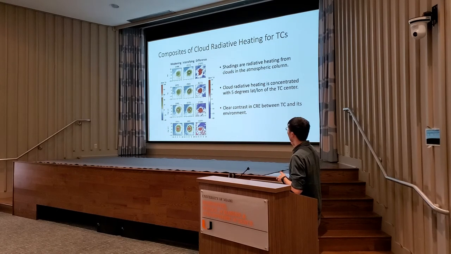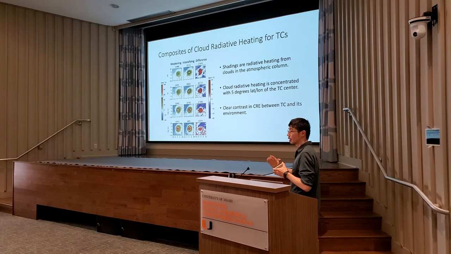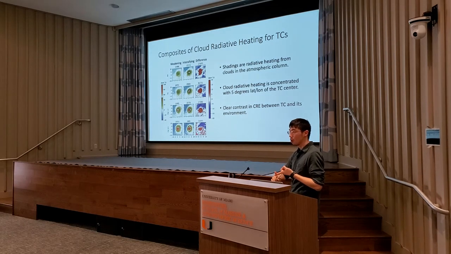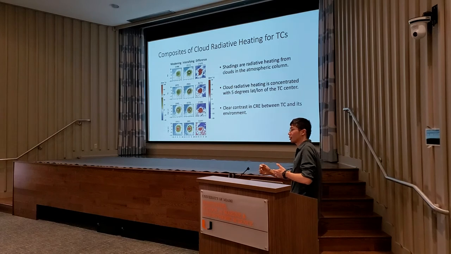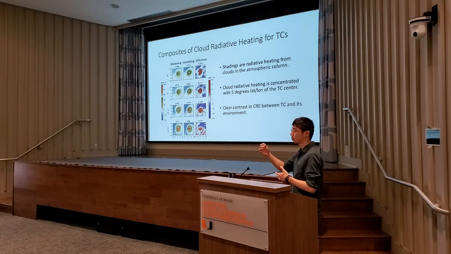And if we look into their differences, the positive signal occurs within 5 degrees latitude and longitude of the TC center. And this is the same for the 4 intensity categories. And also the environment is either negative or a very small positive. So this is for the 6-hour intensity change. We want to see whether this signal can also be found when we extend our lead time, which is the forecasting time, up to 30.